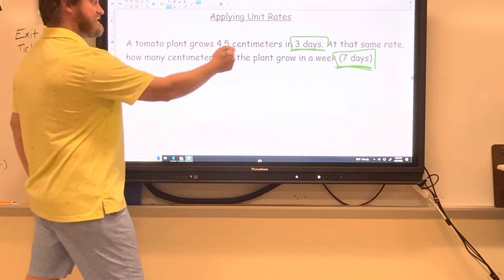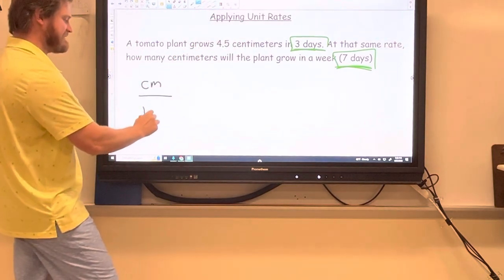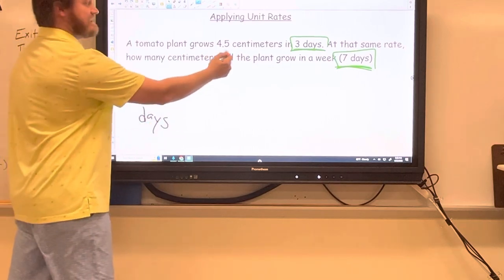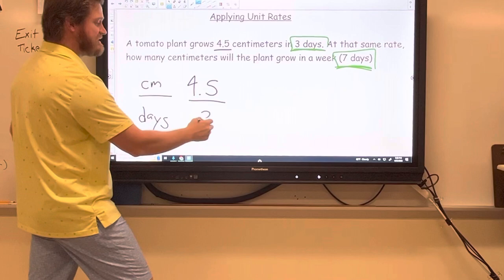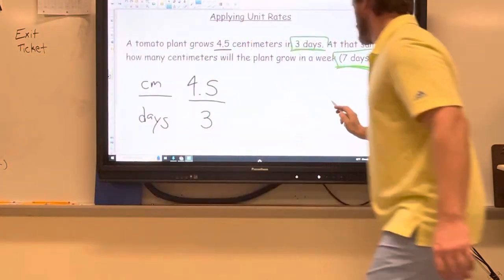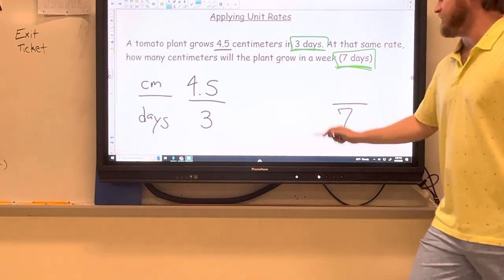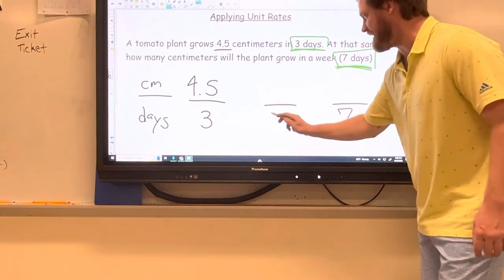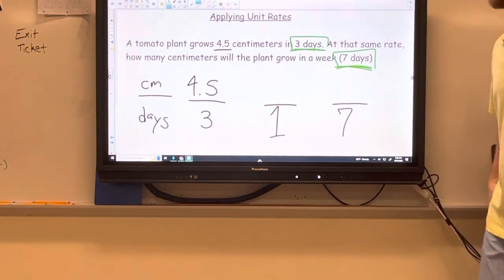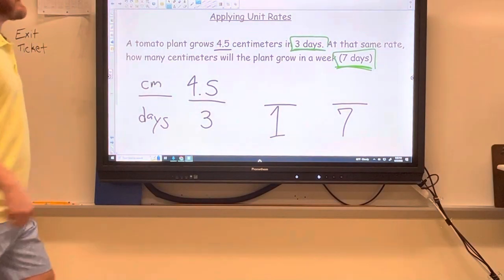So again, when I set this up, my ticket is centimeters over days. In this case, 4.5 centimeters in 3 days. And ultimately, we want to know how much that's going to grow in 7 days, in 1 week. Well, I know that 3 does not go into 7 evenly, so I'm going to get it down to 1. We are going to find the unit rate first. Once I know the unit rate, I can answer any question or any number that they followed up with.